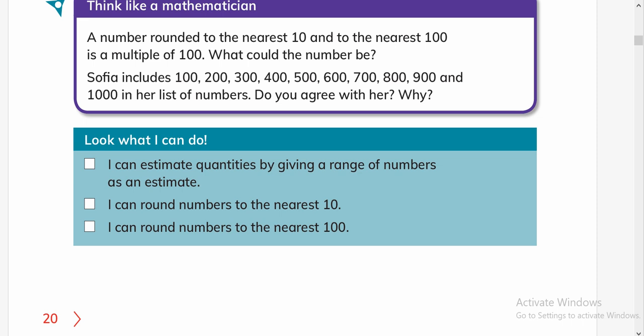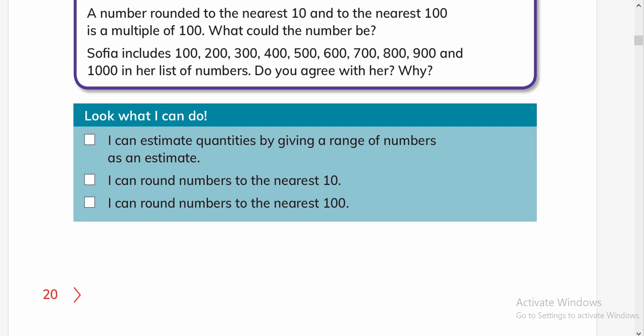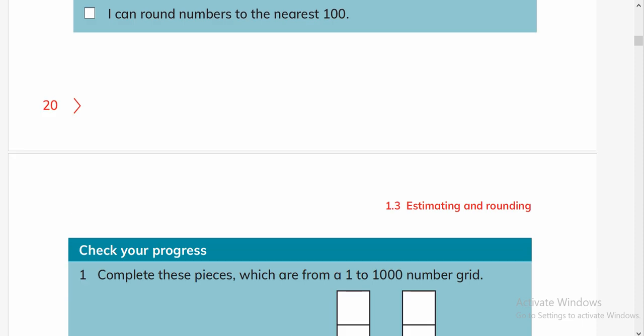See, they are telling you here a number rounded to the nearest 10 and nearest 100 is a multiple of 100. Okay? Sophia includes this in her number list. If she has to round the numbers to the nearest 100, then it is correct.